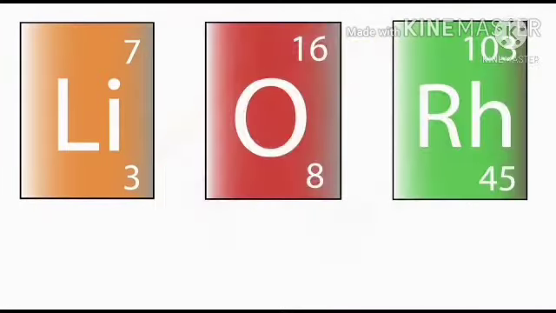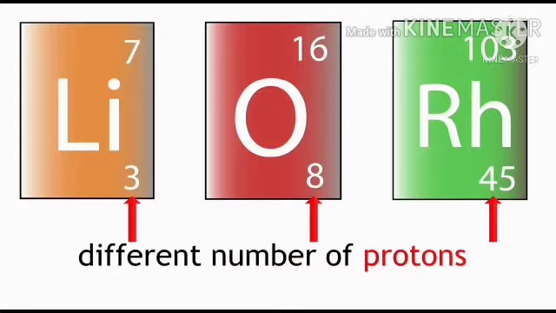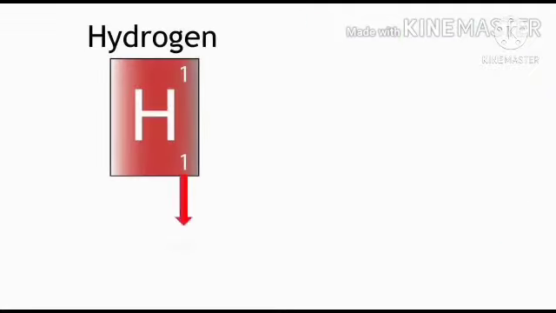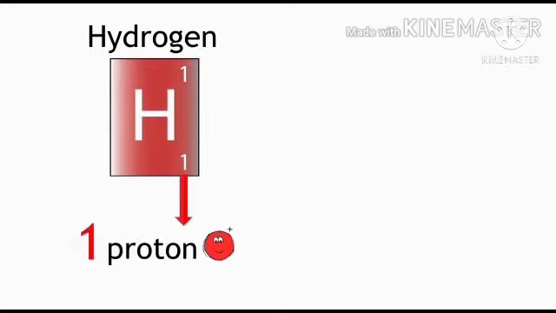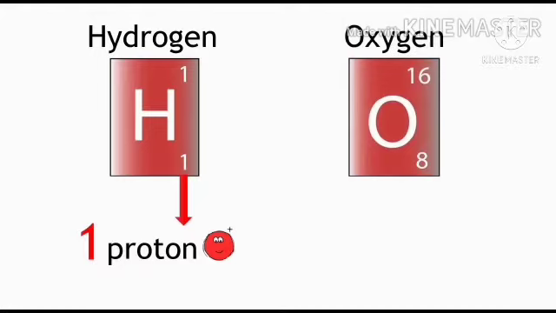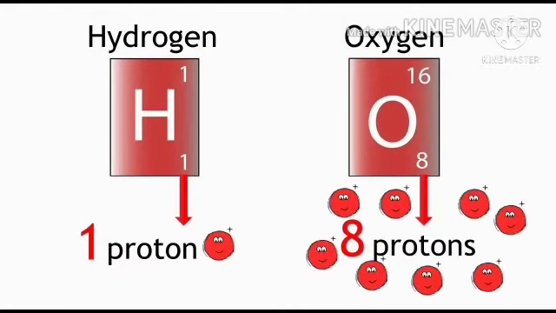Atoms of different elements have different atomic numbers, meaning they have different numbers of protons. For example, an atom of hydrogen has an atomic number of 1 because it has one proton, but an atom of oxygen has an atomic number of 8 because it has 8 protons.